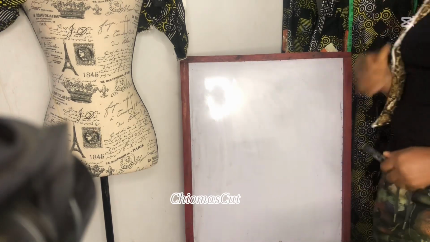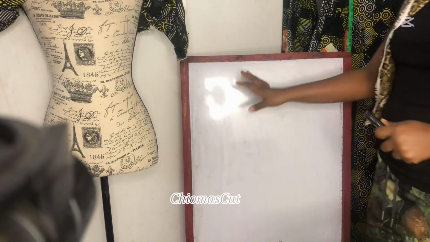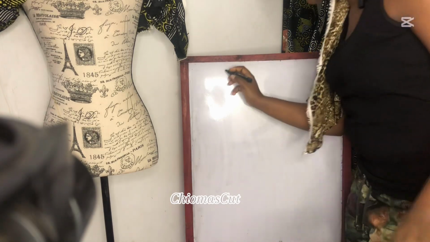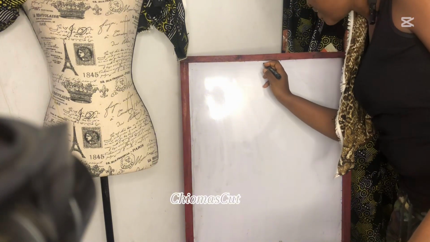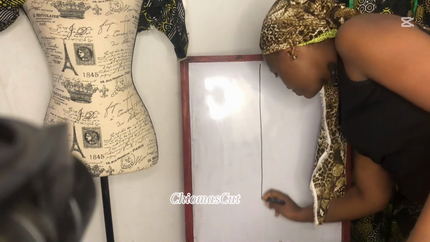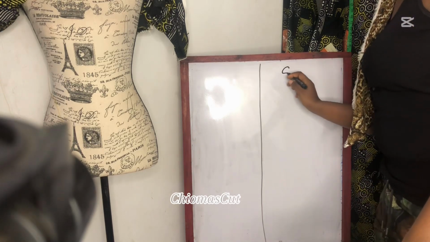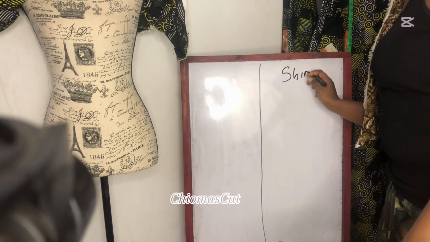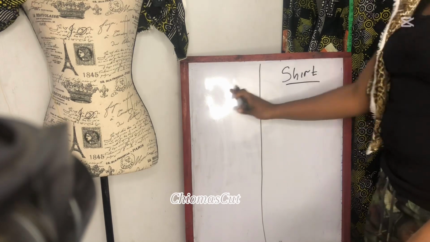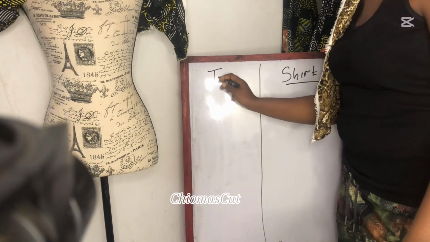Now for my own cutting pattern, this is what I do. I'm just going to divide the line into two. This is going to be for my shirt, and this is going to be for the trouser.